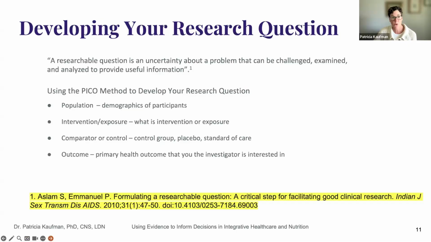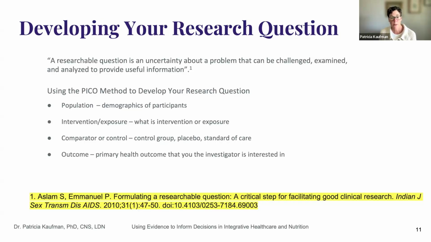So let's look at research questions, and ways to develop your research question. A researchable question is an uncertainty about a problem that can be challenged, examined, and analyzed to provide useful information. So it's adding information to the knowledge of the field. One common method that I have used often is called the PICO method, and this helps inform your research questions.